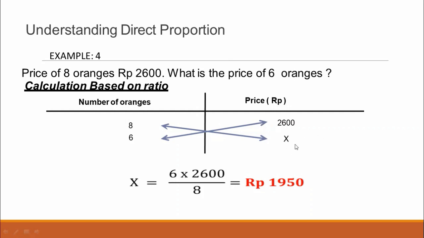So using the direct proportion, multiplying these two quantities and multiplying these two quantities. So 8 multiplied by x and 6 multiplied by 2600. Since 8 is connected with the variable, dividing both sides by 8, we obtain x is equal to 6 multiplied by 2600 divided by 8, and after simplification we obtain the value of x as 1950.